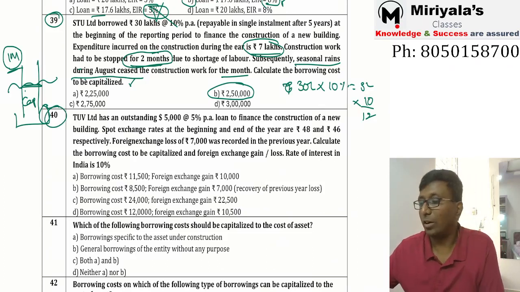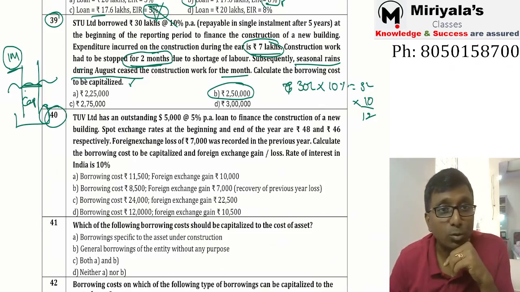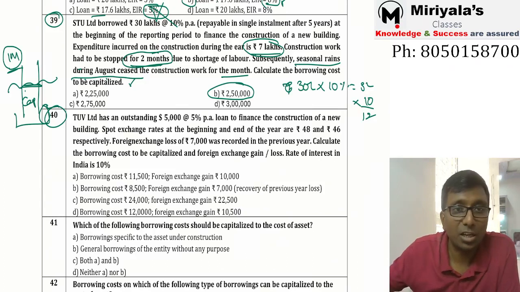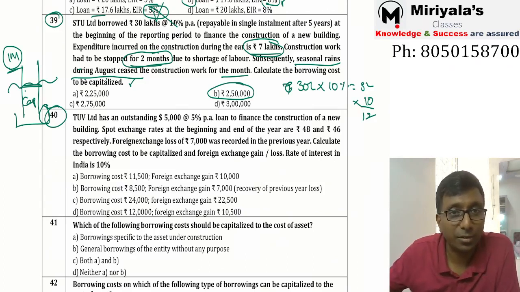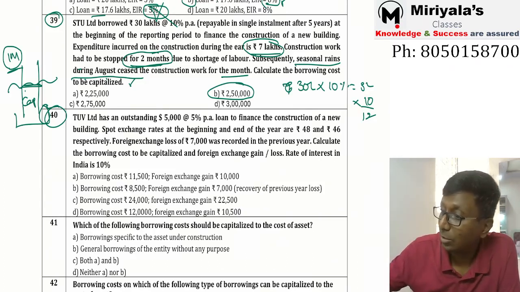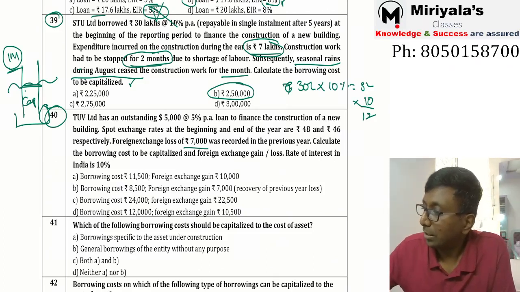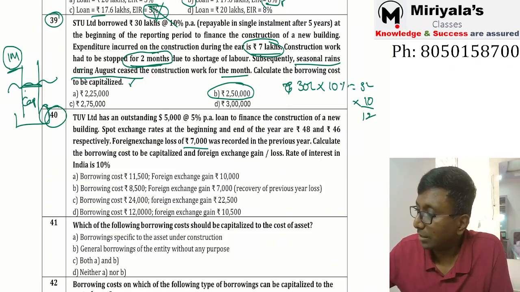Okay, 40th. TUV Limited has an outstanding $5,000, 5% loan for the finance of the construction of a new building, with spot rates and so on. Now, exchange loss equal to 7,000 was recorded in the previous year. Correct, last year 7,000 you have recorded. Calculate the borrowing cost that should be capitalized. Foreign exchange gain or loss, rate of interest. Look at this, my dear. Right, beginning and end of the year.